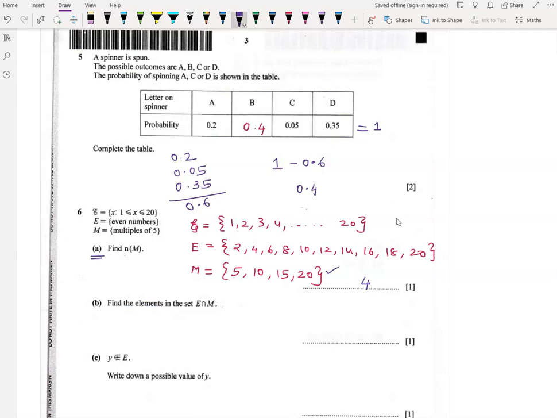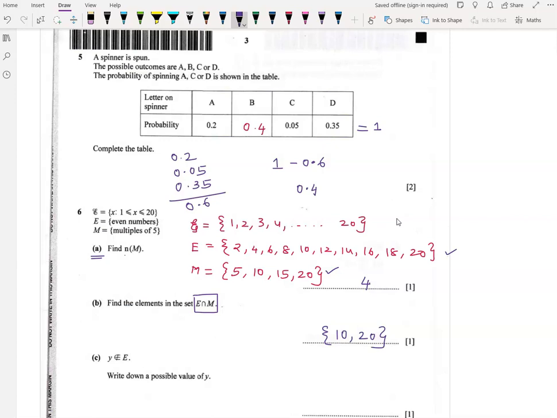Find the elements in the set E intersection M, the elements which are common in set E and M. So we need even numbers which are multiples of 5. So common between the two sets are only 10 and 20. So we write the answer here, 10 and 20. These are the two elements which are common in both the sets E and M.